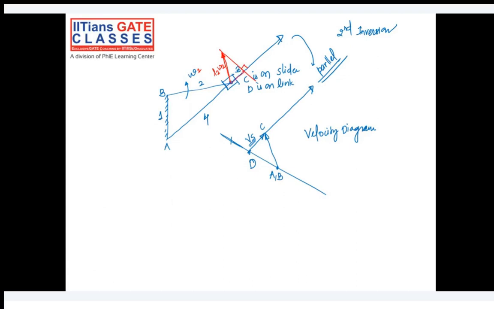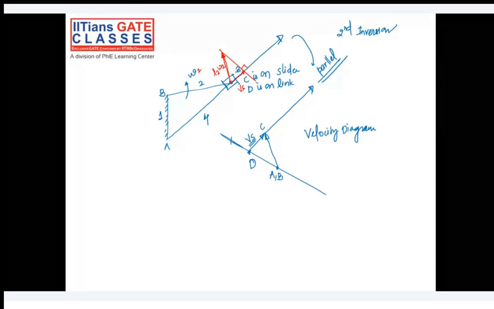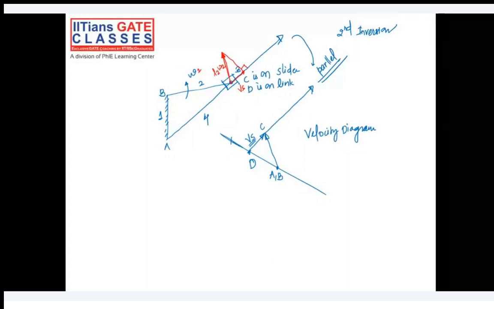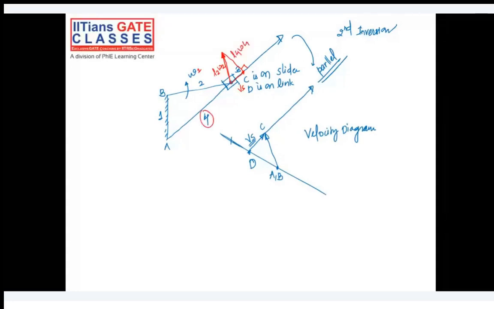So this L2 omega 2, then your velocity of slider, and this is the velocity of the next link, which is link AD in this case, or L4 omega 4. So this is the fourth link, so let's call it L4 omega 4. If you compare these two diagrams, they are just the same.